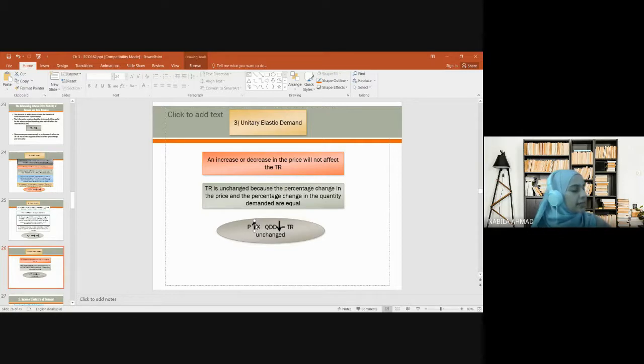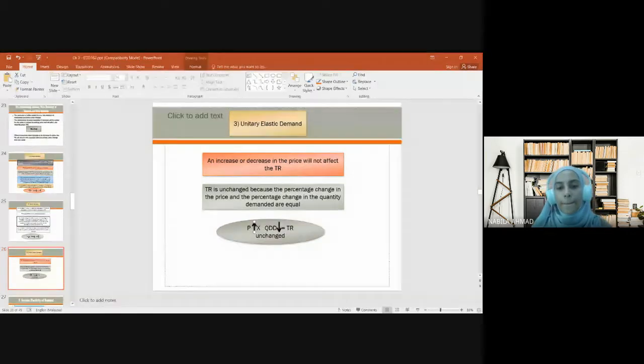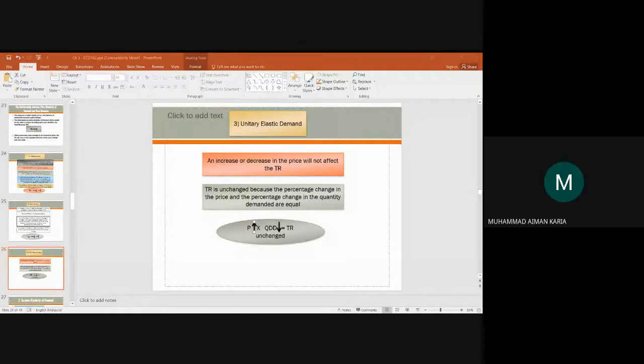Soalan B, find the price elasticity of demand when price decreases from 10 to 8. So price decreases from 10 to 8. Jadi P0 is 10, P1 is 8, Q0 is 300 and Q1 is 450. Cari elasticity dan find the degree of elasticity. Boleh? Saya bagi dalam berapa minit? 10 minit boleh? Boleh. Okay.